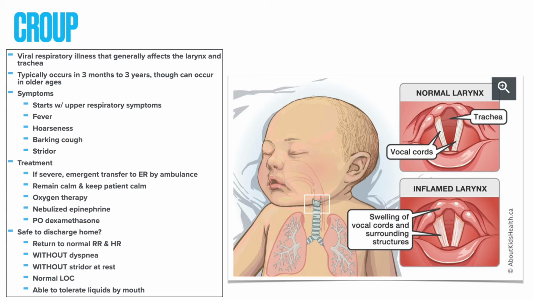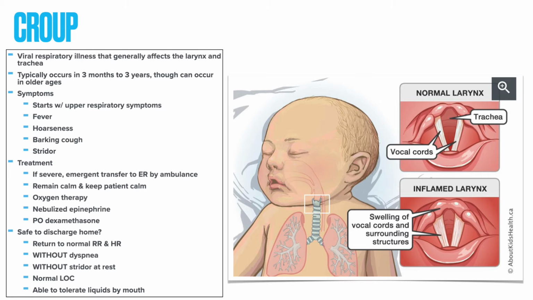Symptoms of severe croup include signs that we've discussed in regards to respiratory distress, including intercostal retractions, significant stridor at rest, and then appearing anxious, agitated, or fatigued. Treatment for worsening, moderate, or severe croup includes a transfer, of course, to the emergency department by ambulance. While awaiting the ambulance, again, it's very important to remain calm and try and keep the patient as calm as possible, as frightening the child can actually worsen the symptoms.